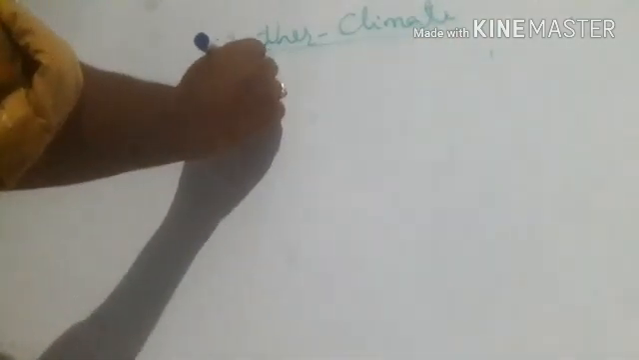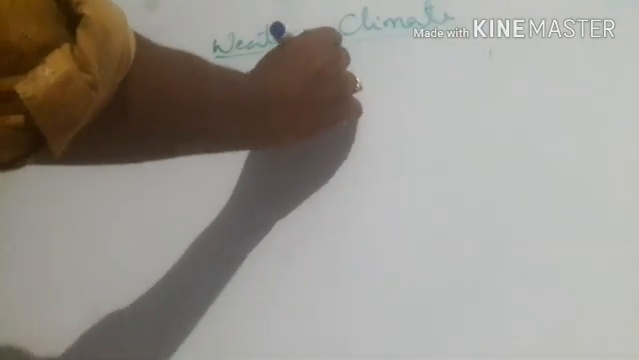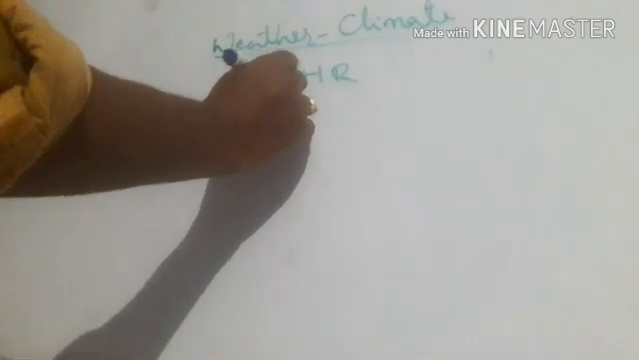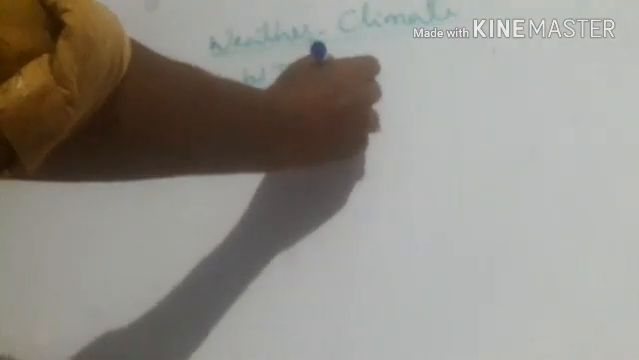Weather and climate depend upon four factors, that is WTHR: wind, temperature, humidity, rainfall. We discussed temperature. Now it is wind. What is meant by wind?